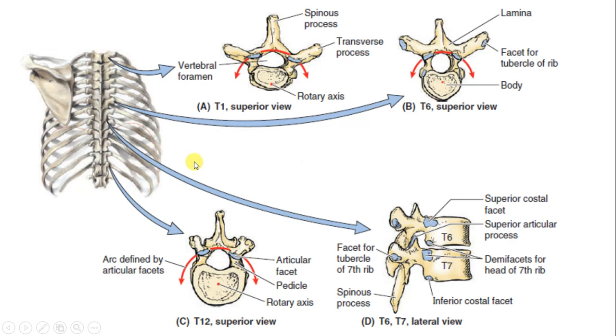Now here we see the vertebral foramen is shown, through which the nerves will pass. Here are the facets of the articular processes, and different parts of the vertebra are shown: the transverse process, the body, and the rotatory axis.